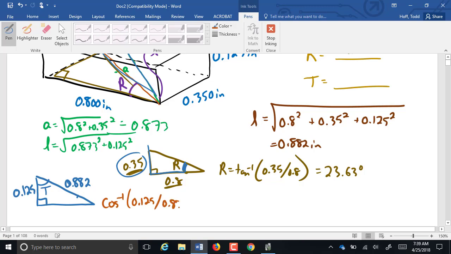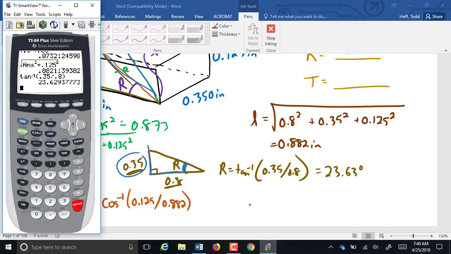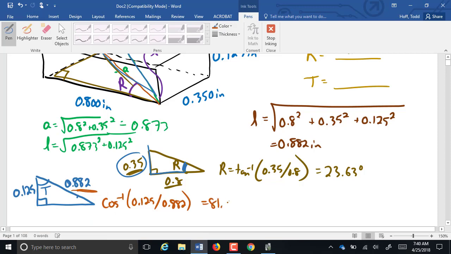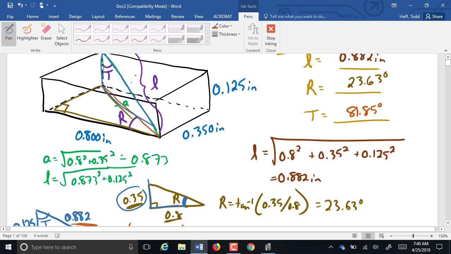0.125 over 0.882. Now, if this were a precision calculation, I would probably go back to my calculation of the 0.882 and go at least one or two more decimal places. It's 81.85 degrees there. Well, that one doesn't depend on R at all. As long as you've got L correct and you use that height, that one works out all on its own.